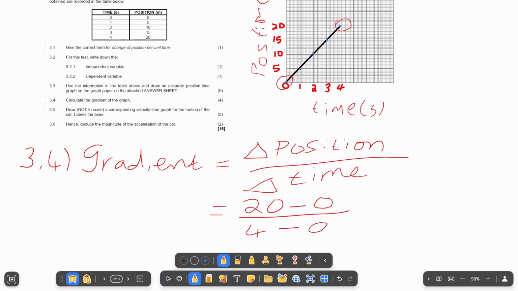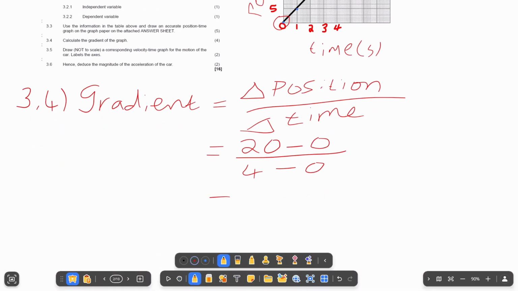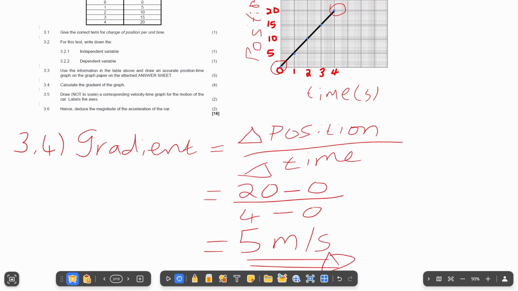So we have 20 divided by 4. Easy, right? What is 20 divided by 4? 20 divided by 4 is 5. It's 5. But what is meters divided by seconds? That is meters per second. This is the gradient. So the gradient or the slope of this graph gives us velocity, as you can see, meters per second. But that is not what was asked. We were asked just to calculate the gradient, which is our full 4 marks.